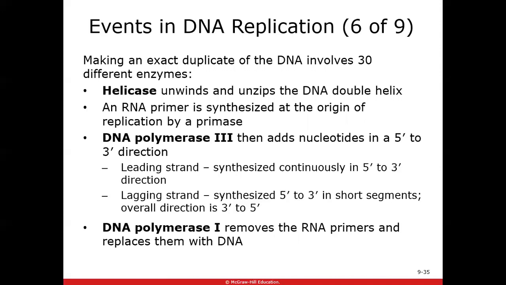Okay, so DNA polymerase I removes the RNA primers and replaces them with DNA. But I want you to know definitely helicase, and then also the DNA polymerase III is the one that adds nucleotides in a 5' to 3' direction. So on the leading strand, it's continuous. On the lagging strand, it's in short segments. And those short segments are called Okazaki fragments.